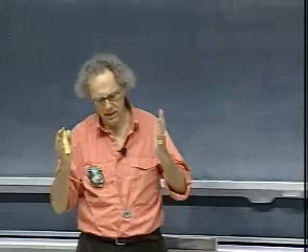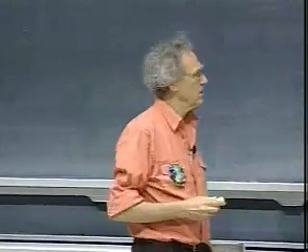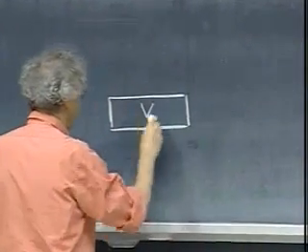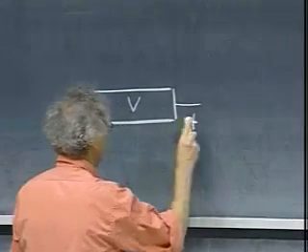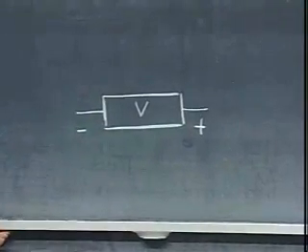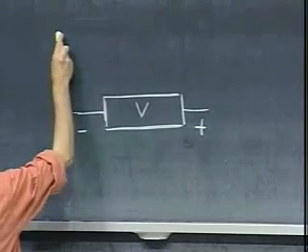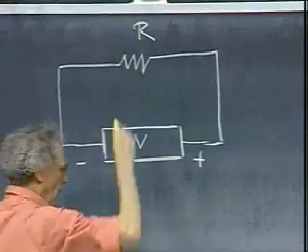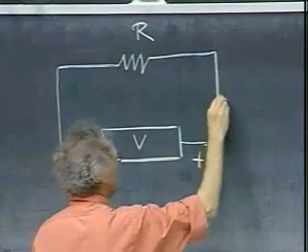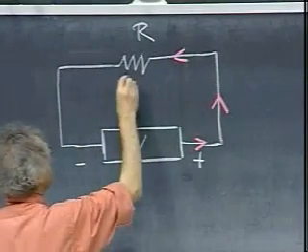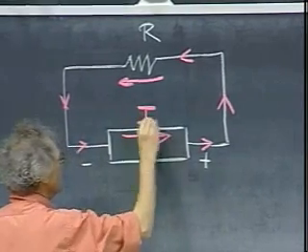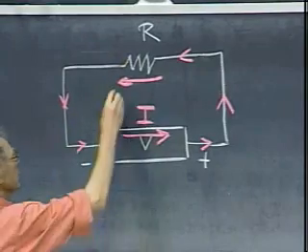We have often talked about power supplies, which are devices which maintain a constant potential difference. Here we have such a power supply, potential difference V, this be the plus side, and this be the minus side. I'm going to connect this. I have a resistor here, R, and as a result of this, a current will start to flow in this direction, this direction, this direction. So in the power supply, the current flows in this direction. Through the resistance, the current flows in this direction.